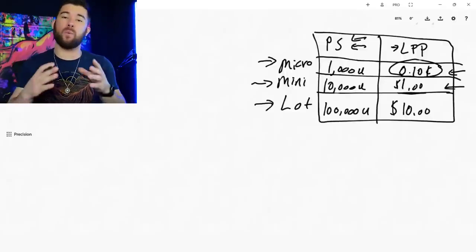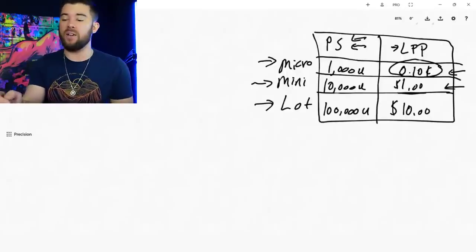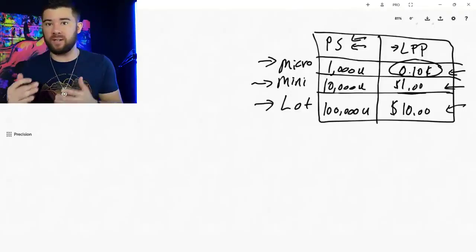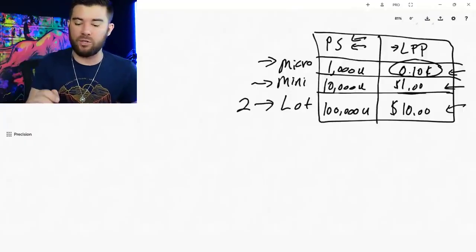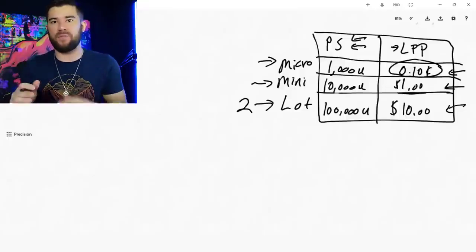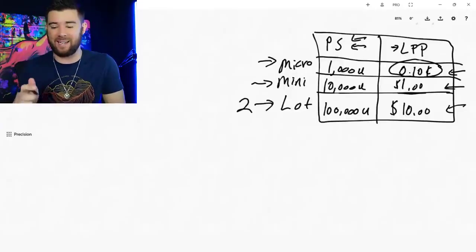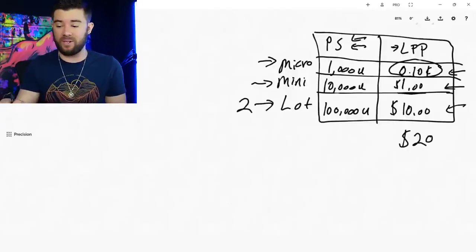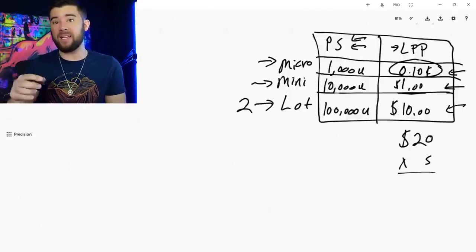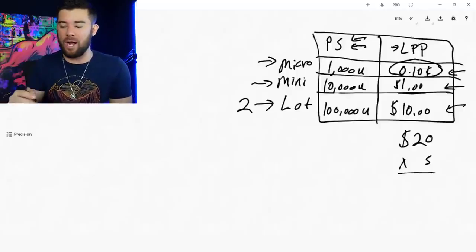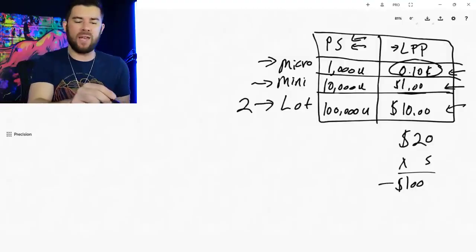With a standard lot, which is 100,000 units of currency, you will be losing $10 per pip for every pip the market goes against you. So if you get involved with 2 standard lots and price drops 5 pips, do the math on that and see if you can figure out how much money you've lost in that case. You have 2 standard lots, which means every pip is now worth $20. We have to multiply that by our 5 pips. That means in a situation where you're trading 2 standard lots and the market or prices drop 5 pips, you have now lost $100. Hopefully that makes sense to everyone.